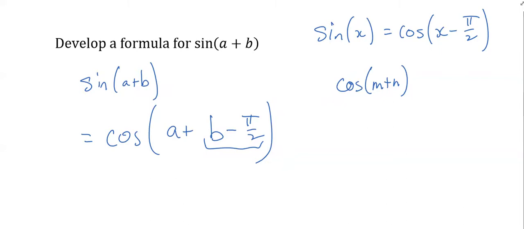Yeah, okay. Cos of m plus n is our formula where I have an m and an n. If I think of a as my m and b minus pi by 2 as my n, those are my two things that I'm plugging into the formula. Can we do this? You try. See if you can write it out. So we're using the formula now.